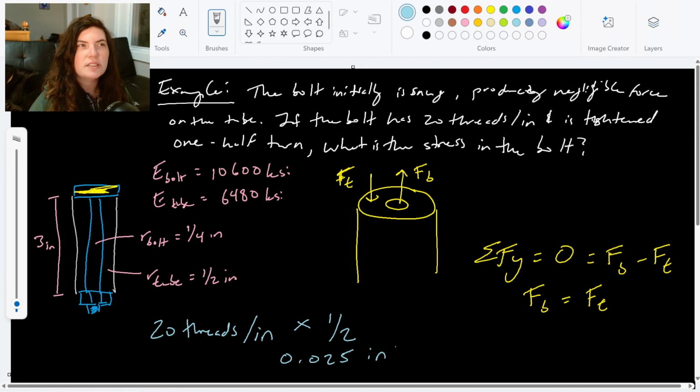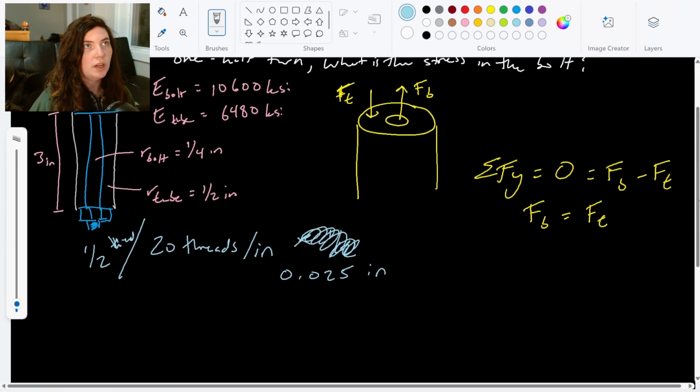Is that right? No, it's a division. Sorry. It's 1/2 divided by 20 threads per inch. So you're moving it half a thread divided by 20 threads per inch. And that's going to give you 0.025 inches. Right? So that's the displacement that this bolt is actually moving through.